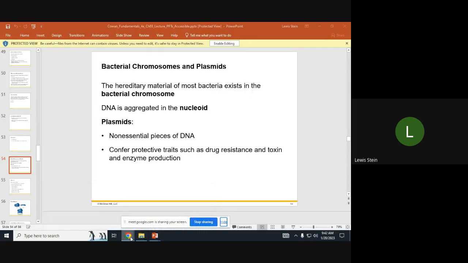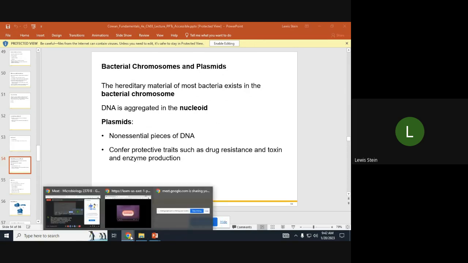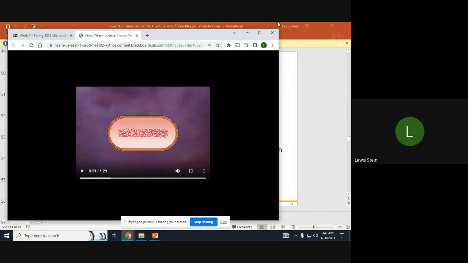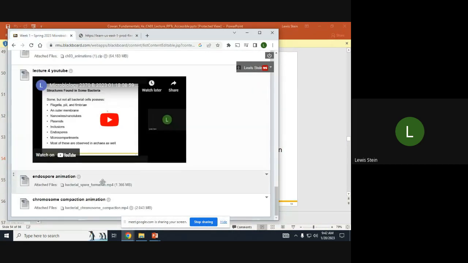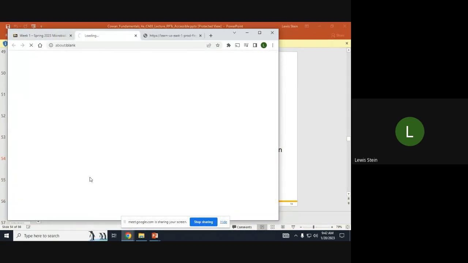This is the chromosome number. Let's see if I have it here. That's the Google Meet thing. I wonder if I got, it's one of these animations. Okay. So I cooked it up, chromosomal compaction.